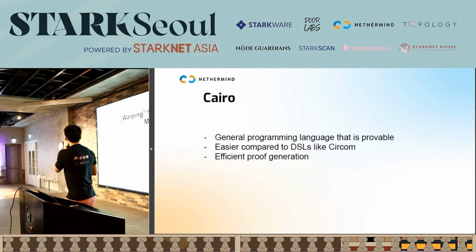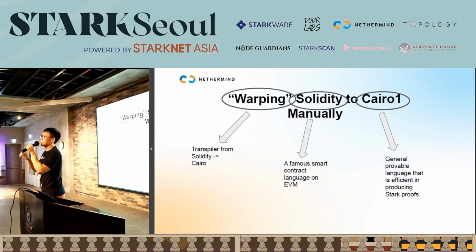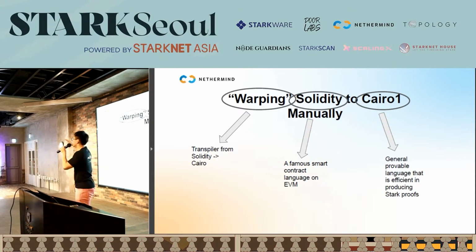Okay, so back to the title: warping Solidity to Cairo 1 manually. What does it really mean? WAP, which I did not explain, is a tool built by the Nethermind team that is able to transpile or translate your Solidity code to Cairo code. So I use it as a verb this time, the verb that allows you to change Solidity to Cairo.